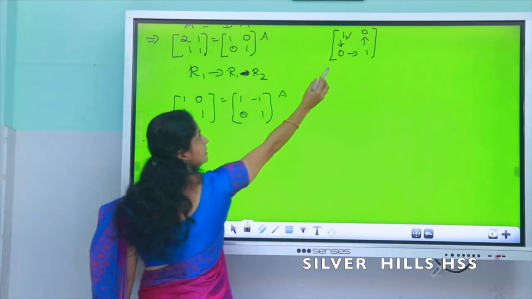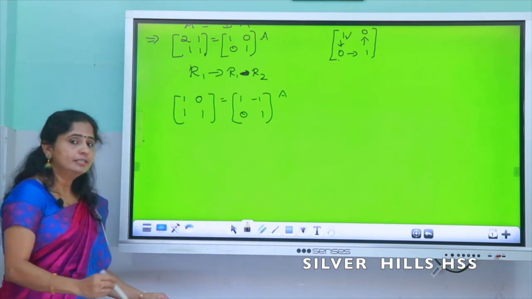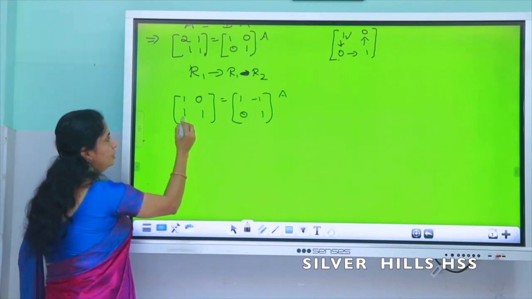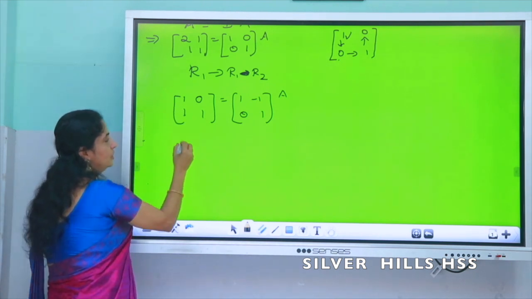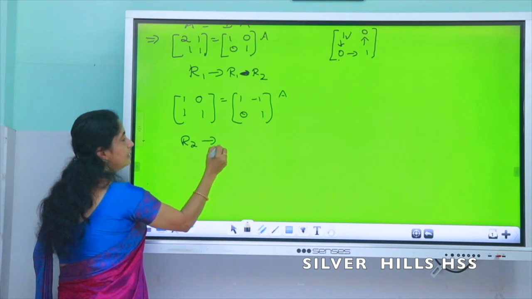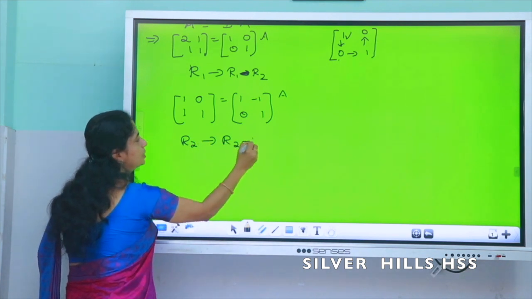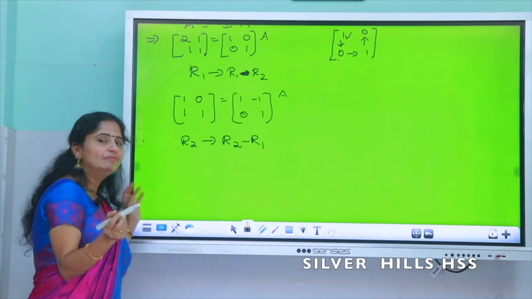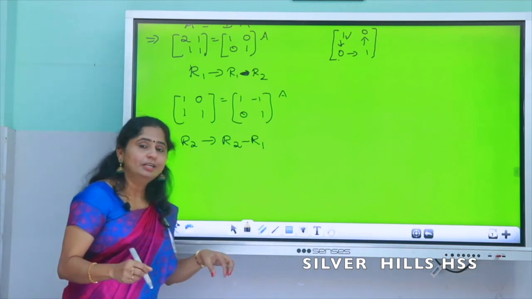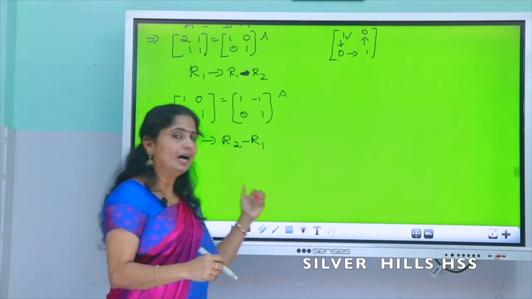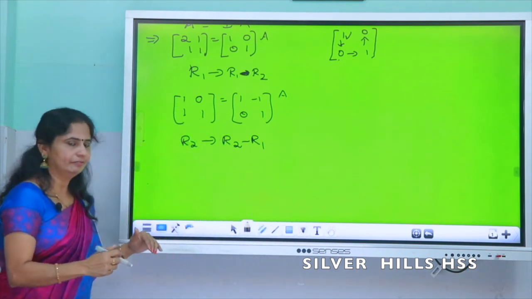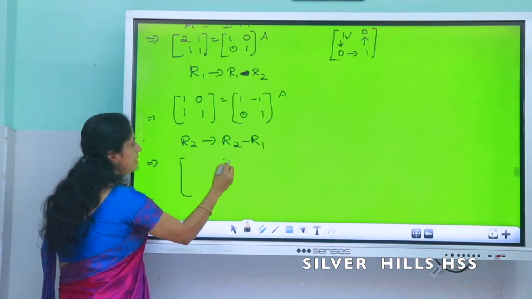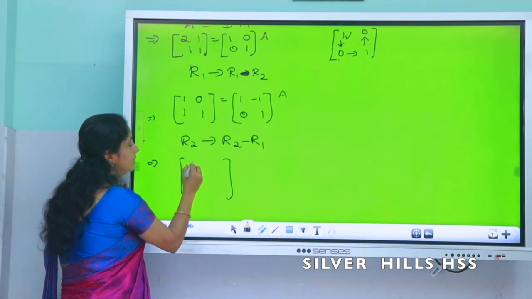Next we have to get 0 in this position, that is A21 should become 0. So what can we do here? Compare these two. If you make the transformation R2 is equal to R2 minus R1, what happens? 1 minus the corresponding 1 will give us 0. Therefore, the operation can be written as R2 becomes R2 minus R1. That means we are not making any transformation in the first row.